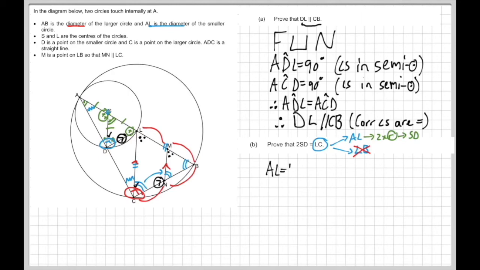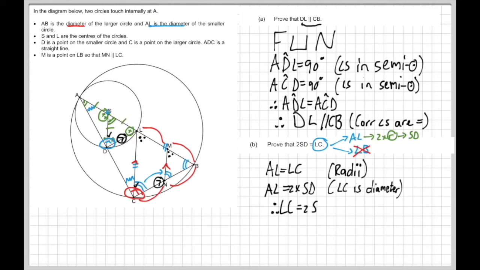First of all, AL is equal to LC because they are radii of the big circle. Then AL is actually 2 times SD because AL is the diameter. And therefore LC is 2 times SD. Not very complicated at all. So let's quickly have a look now at the next question.